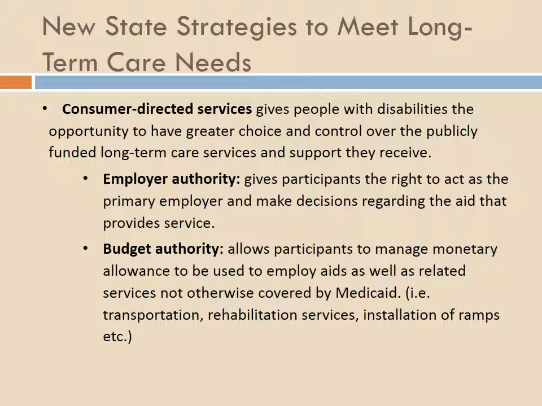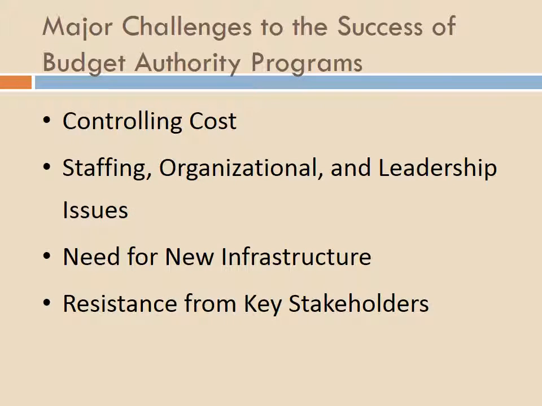In addition to considering patient preferences regarding long-term care services, new state strategies to meet long-term care needs have been to employ a consumer-directed services approach, giving patients more choice and control over the publicly funded care they receive. Major challenges to the success of budget authority programs have been controlling cost, staffing, organization and leadership issues, a need for new infrastructure, and resistance from key stakeholders.